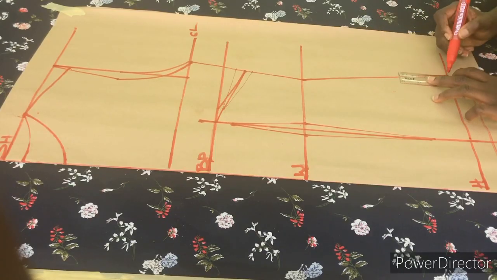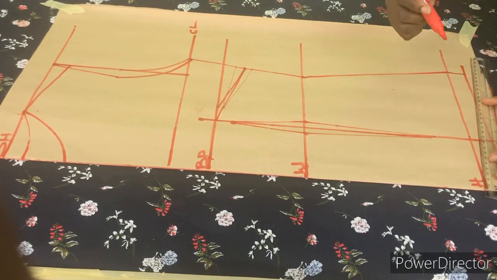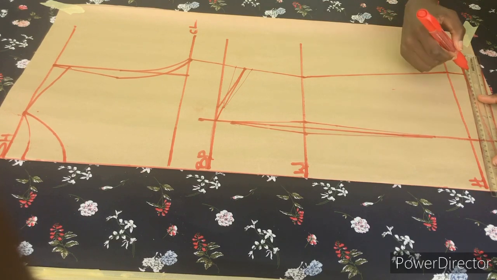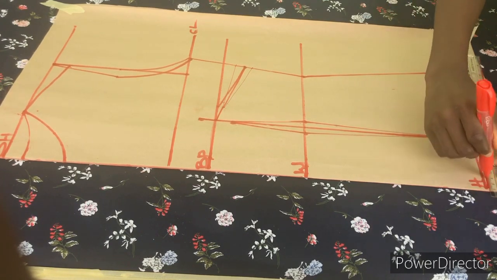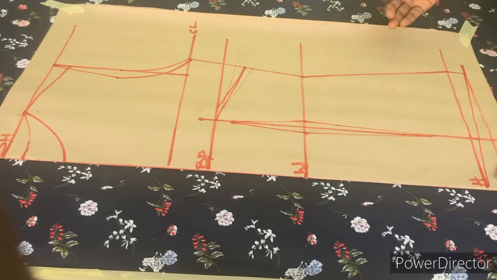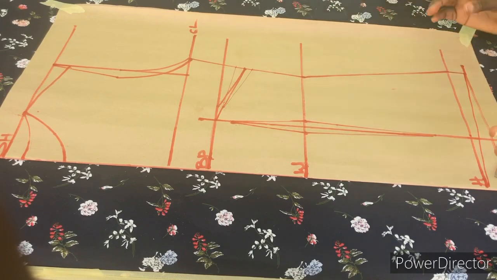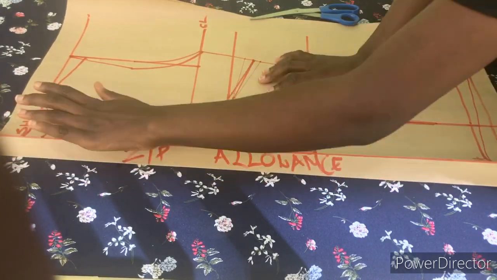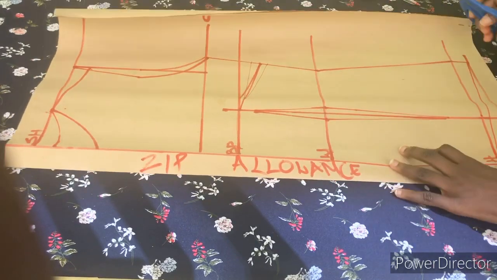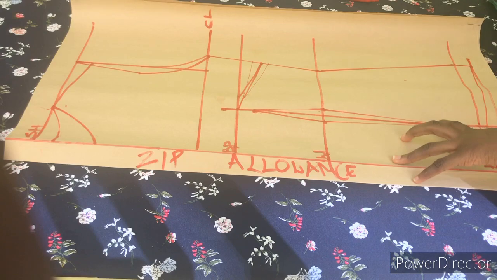So we'll join it here, connect it here. We are going to slant it also, to connect it to this point. So when we are sewing our outfit, once we join the darts here together, it's going to balance up. Now we are going to unfold the 1 inch zip allowance. Then we are going to separate the front panel from the back panel.